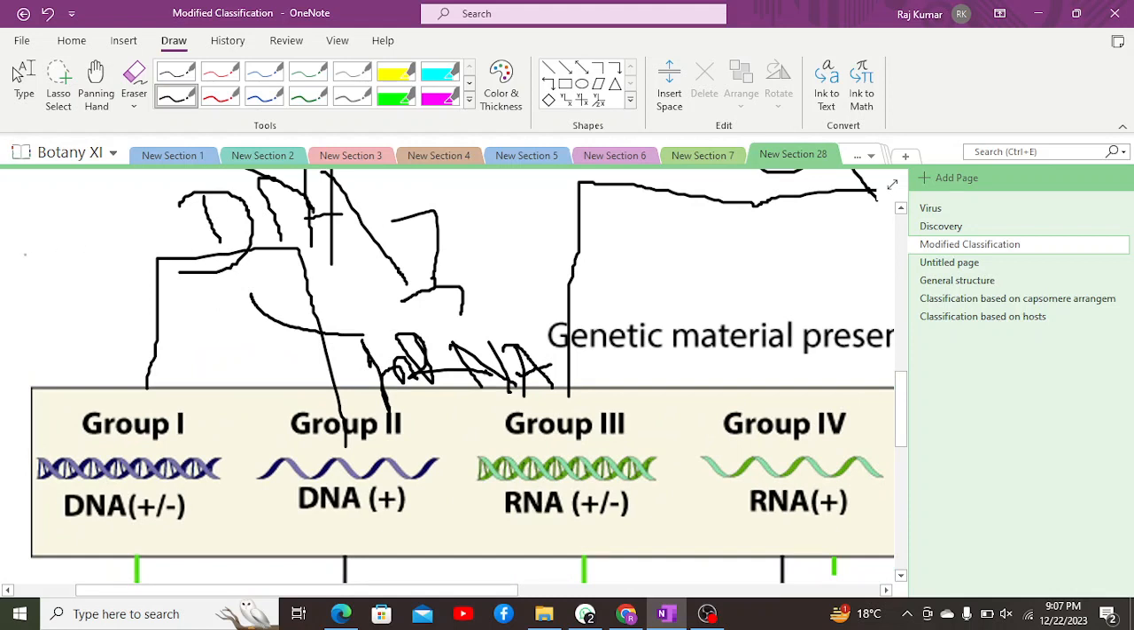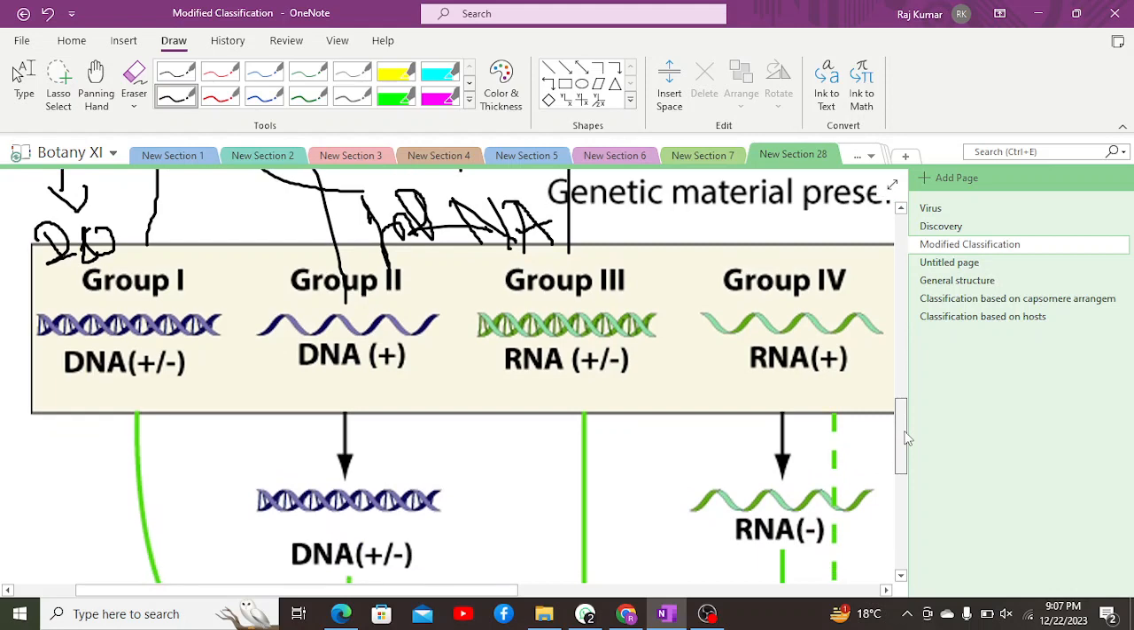These are not phytophages. These are zoophages, bacteriophages, but these are not phytophages. These are those viruses which cause cancer in animals. They cause cancer in animals. Examples of these is Rio virus, double-stranded DNA virus, Rio virus.